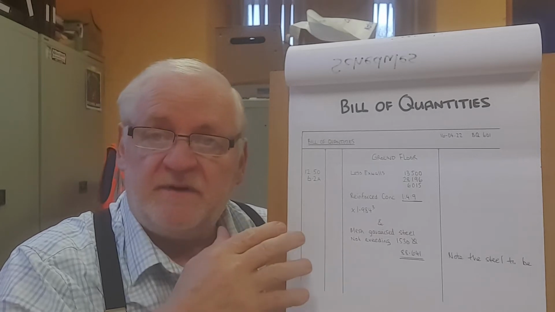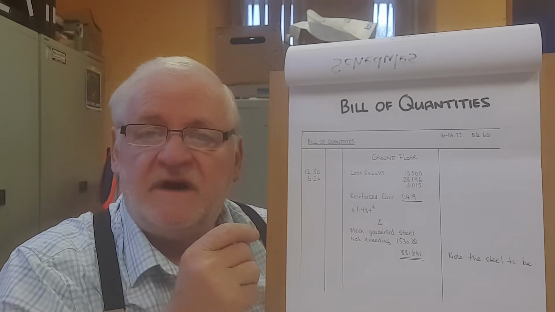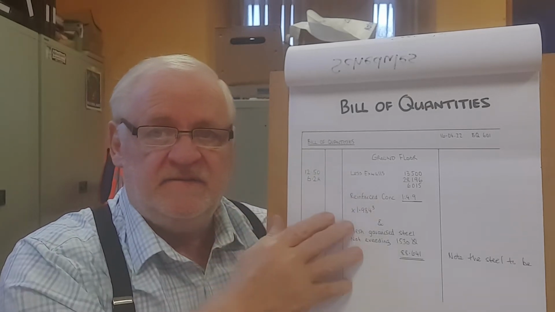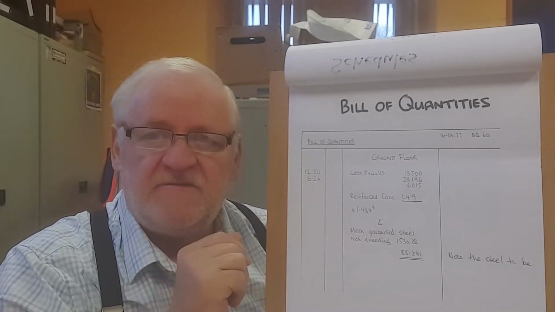Then we have what's called a provisional sum. So this refers to the bill of work that is undefined. There may be some work in here in the bill of quantities that's pretty difficult to fix at a particular rate.